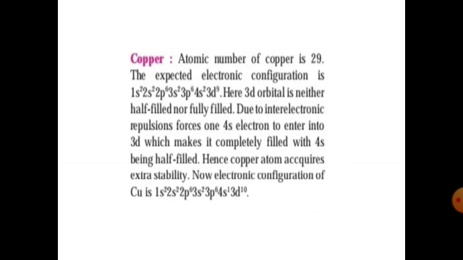So this is the anomalous behavior of chromium and copper due to having the extra stability. In chromium the d orbital is half filled and in copper the d orbital is fully filled by jumping of an electron from 4s to 3d.